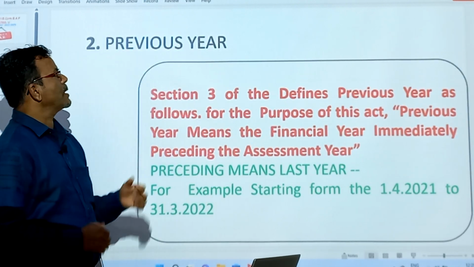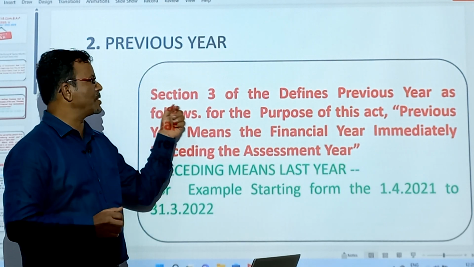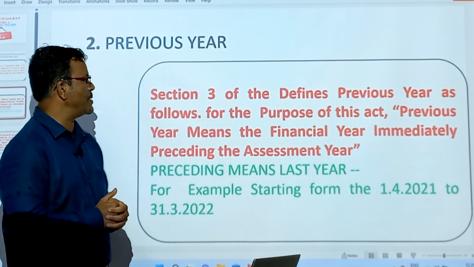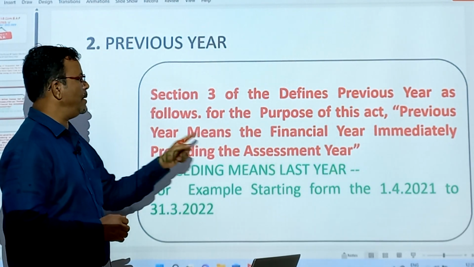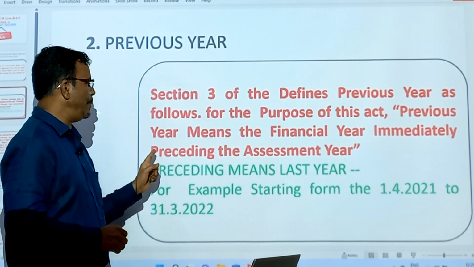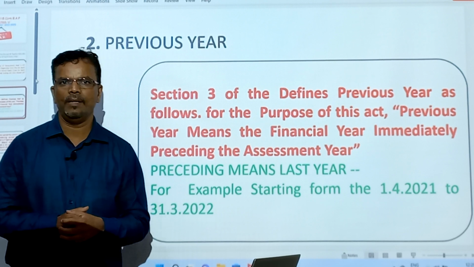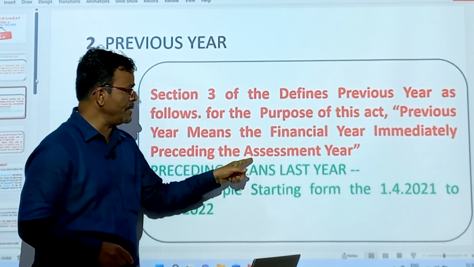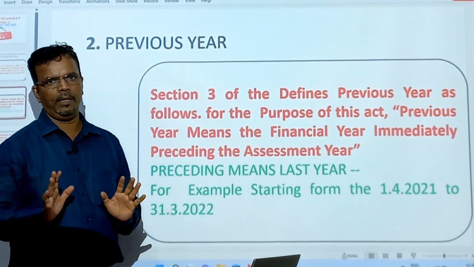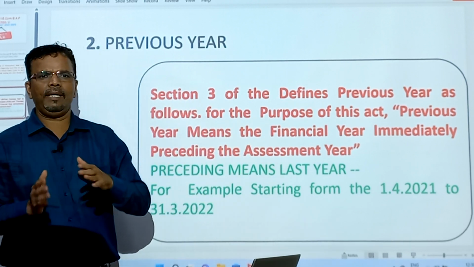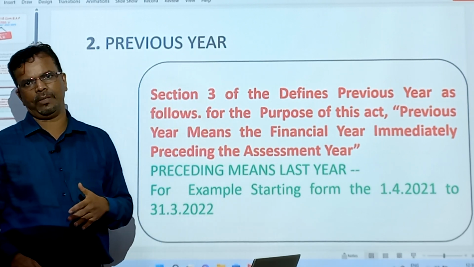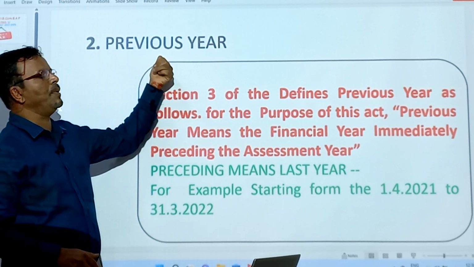After that, second is the previous year. Section 3 defines the previous year as follows. This is a technical word. Previous year means the financial year immediately preceding the assessment year. You can see the assessment year means the current year. Immediately preceding the year means we have to take into consideration the immediately last year. That year is known as the previous year.